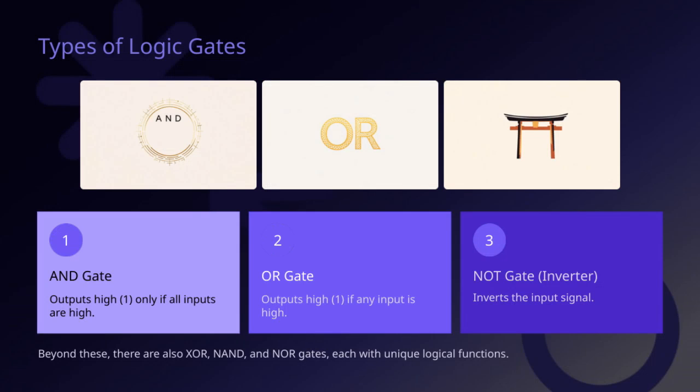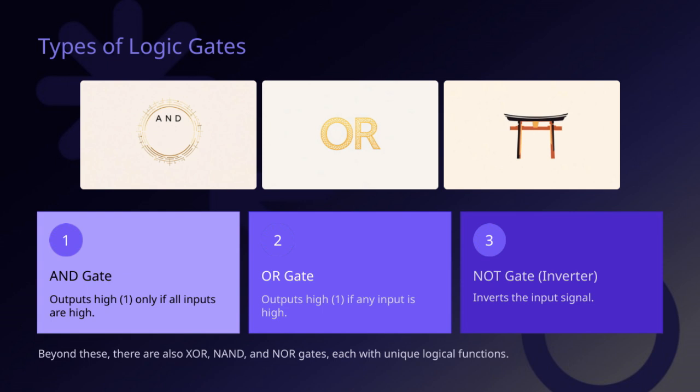First, we have the NOT gate, also known as the inverter. Its primary function is to invert the input signal. So if the input is high, the output becomes low, and vice versa. It's quite straightforward but essential for creating more complex logic.